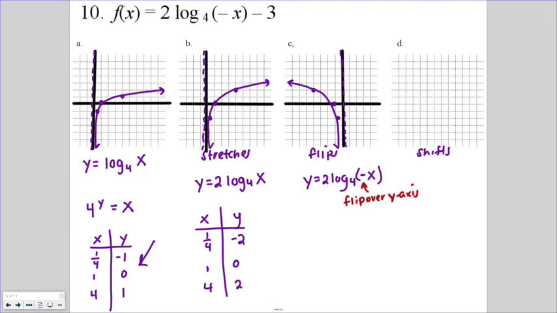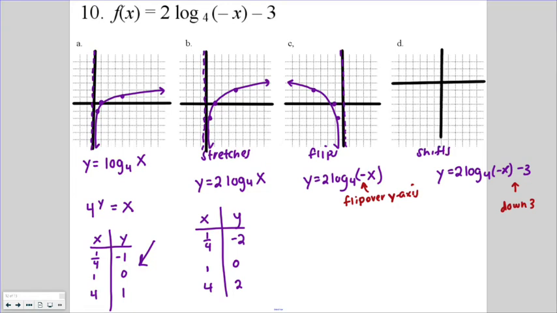Okay, last part is then the shifts. We have one shift to get to the final equation. And that shift is on the outside. That is a shift down 3. So we're taking all of those points from C and we're going to shift everything down 3. So I'm going to bring up the x-axis so I can see all those points a little bit better.